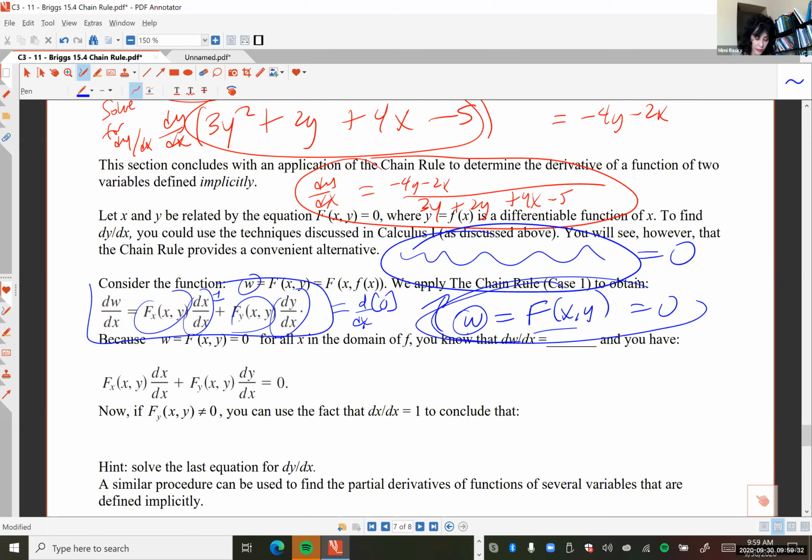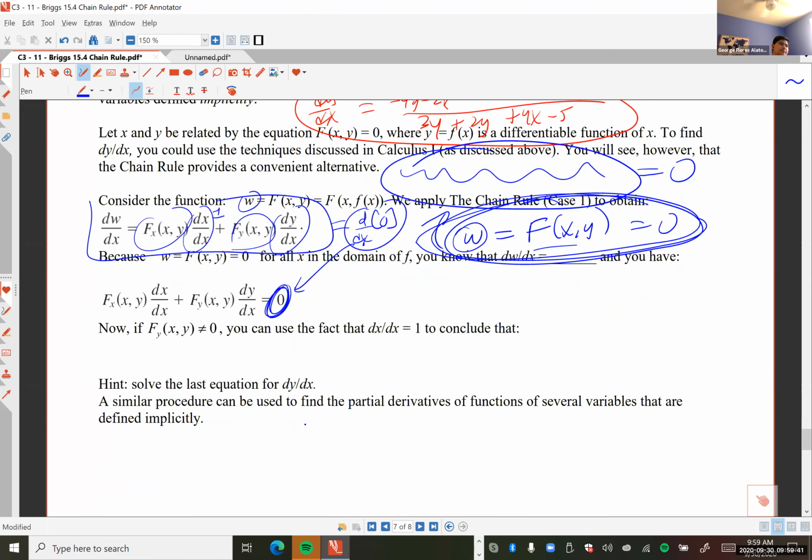And that has to equal the derivative of the right-hand side, because w is equal to 0. You're taking the derivative of both sides of this equation. But what is the derivative of 0 with respect to anything? 0. Yeah. So now you've got this big old equation, and so solve this equation for dy/dx.